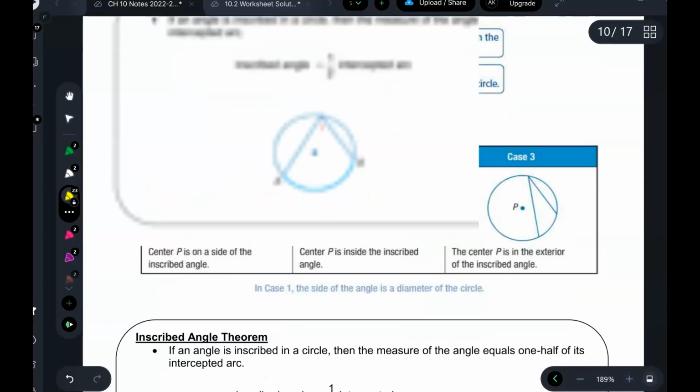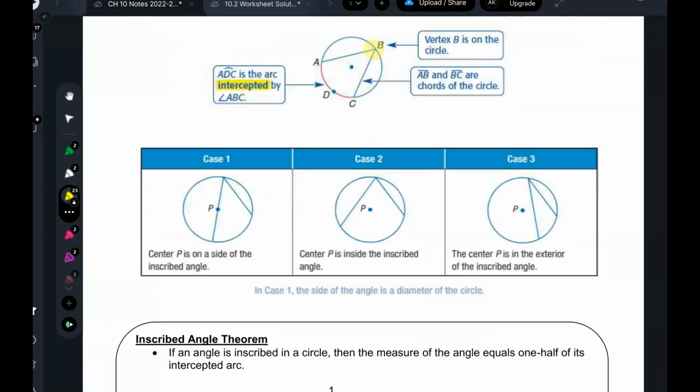Now, there could be different cases. One could be where the center happens to be on one of the sides. This would make this side a diameter, right? And then this would be a chord. You could have the center inside the angle. That's fine, right? Or you could have the center outside of the angle. So it could be any one of those three cases.